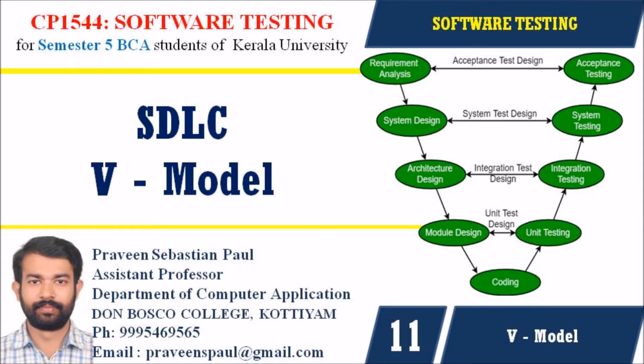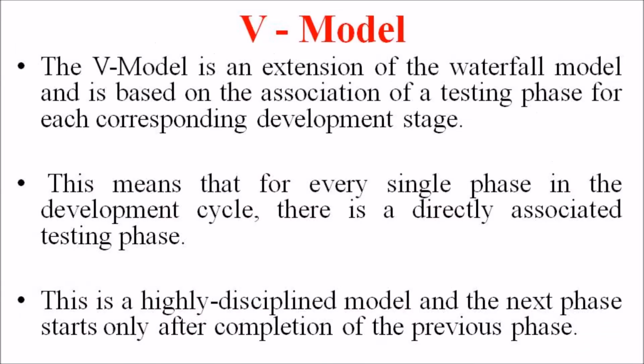In this lecture we are discussing another SDLC model. It is the V model. The V model is an SDLC model where execution of the process happens in a sequential manner in a V shape. It is also known as the verification and validation model. The V model is an extension of the waterfall model and it is based on the association of a testing phase for each corresponding development stage.